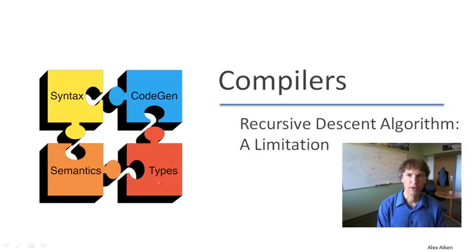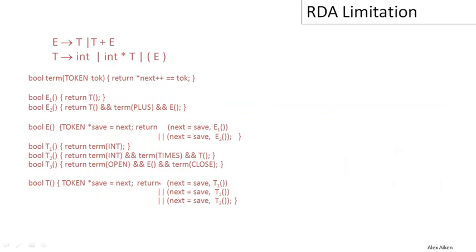In this video, I'm going to cover a limitation of the recursive descent algorithm that I presented last time. Here's the grammar from our last presentation, and here's its implementation again as a set of mutually recursive functions that together implement a simple recursive descent strategy. And now let's think about what happens when we go to parse the input int, the simplest possible input string. Well, let's work through it.